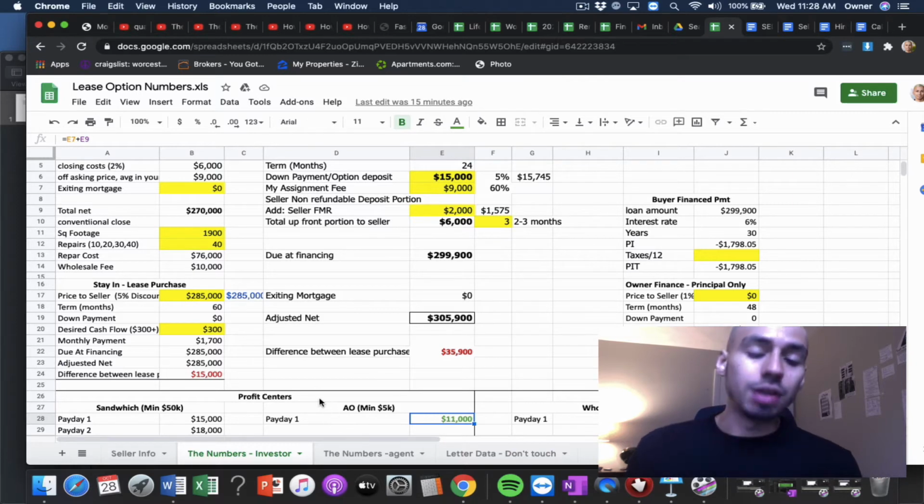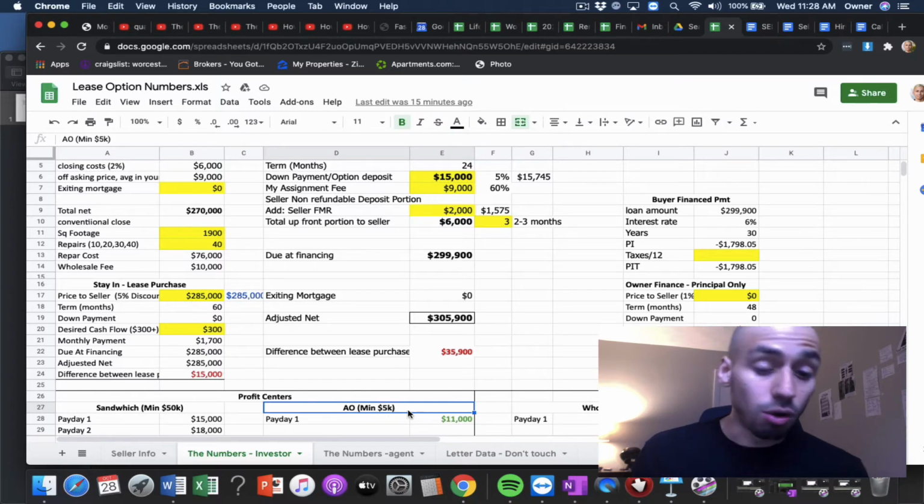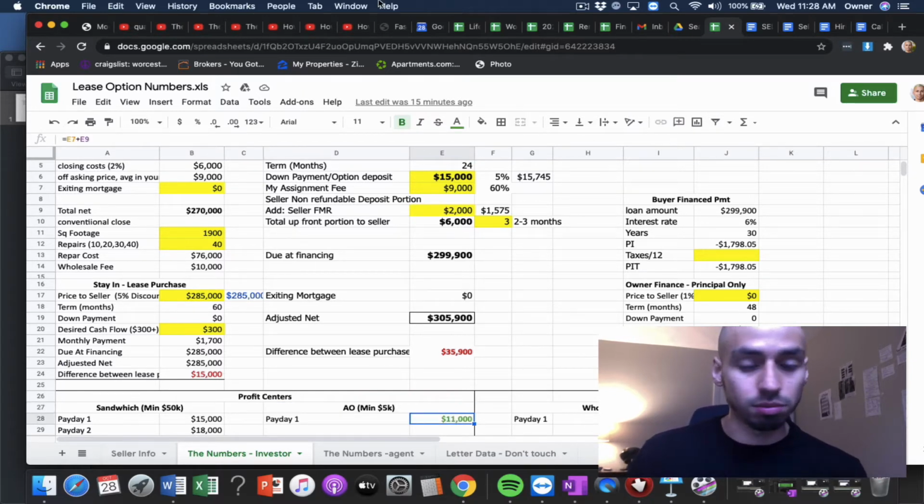All right, and you need to know your minimum profit standard, guys. As you can see here, my minimum profit standard for an AO or a wholesale lease option is $5,000. As long as I can make $5,000, I'm willing to pursue this deal. All right, in this case, I'm making $11,000, so this is good. This works for me. Now the question is whether it works for the seller, right? So that's what we have to present.